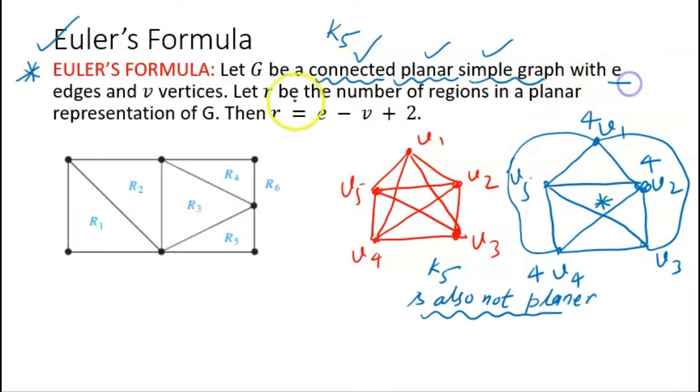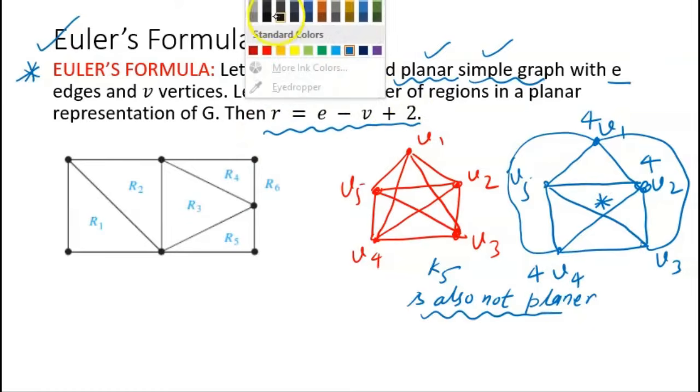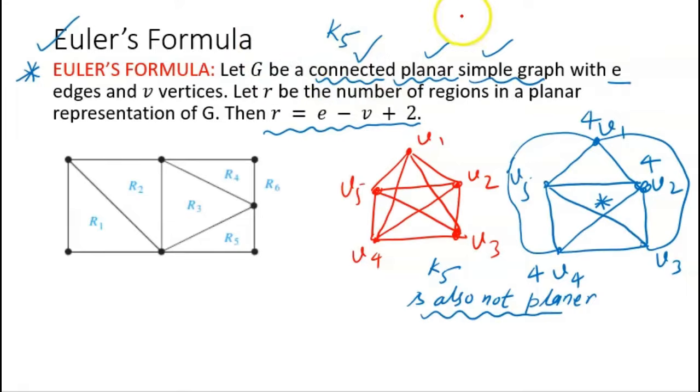And if E is the number of edges, V is the number of vertices, and let R be the number of regions in a planar representation of the G, then R is equal to E minus V plus 2. This is how it is written, but I personally prefer to write this result as V minus E plus R is equal to 2. This is my personal preference, right? So I remember this like this.